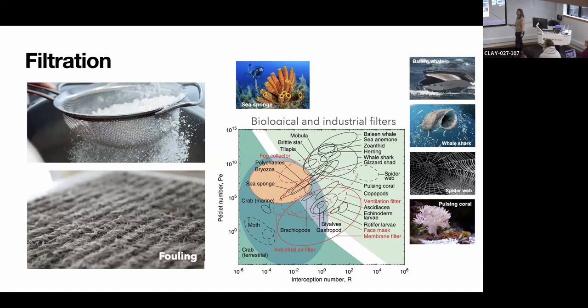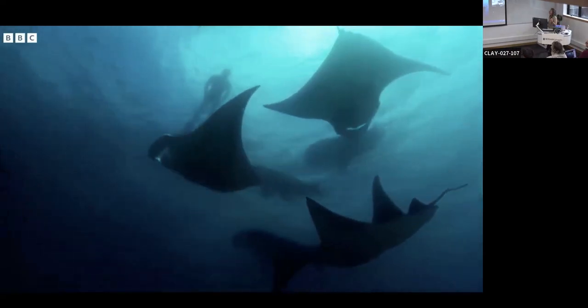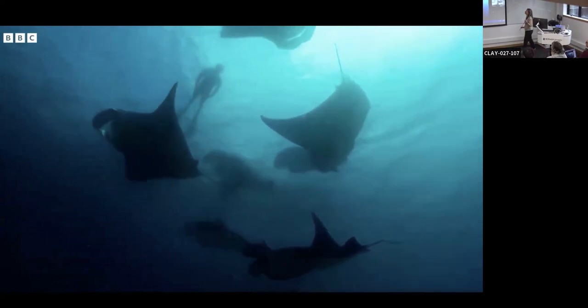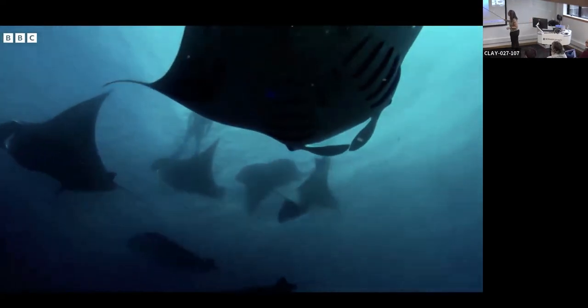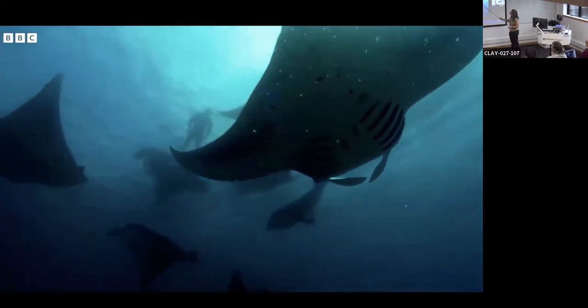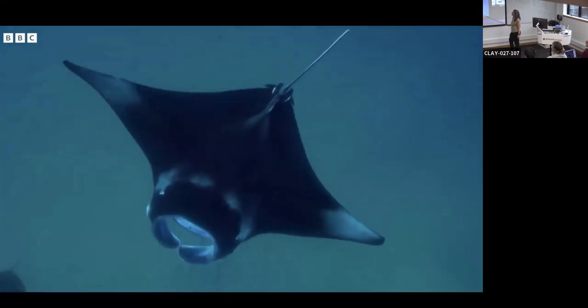Okay, so almost all animals. There's one exception, and that is the manta ray. So here's the manta ray. This is a video from the BBC. Manta rays are filter feeders. You can probably see there's little specks here. They're sweeping up all of these little food particles. And in a minute, you're going to see the feeding behavior. So this is what they do.